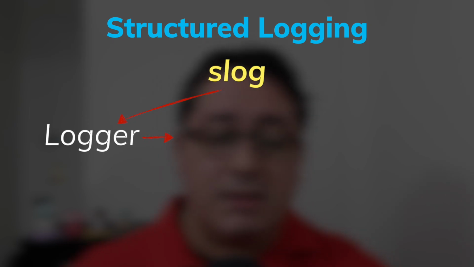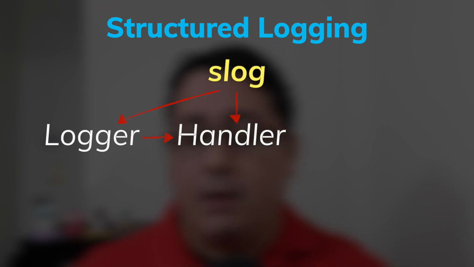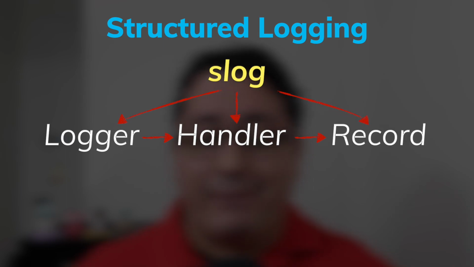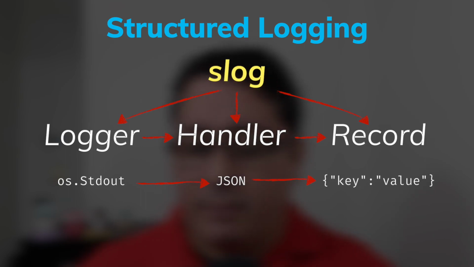Next, each logger is associated with a handler, which is in charge of formatting the third type, Record. Record defines the log record, which by default includes time, a level, a message, and finally a set of key value pairs. It's important to call out that keys must be of a string type, and the values may be of any other type. Alright, enough talking, let me show you the examples that I prepared for you.